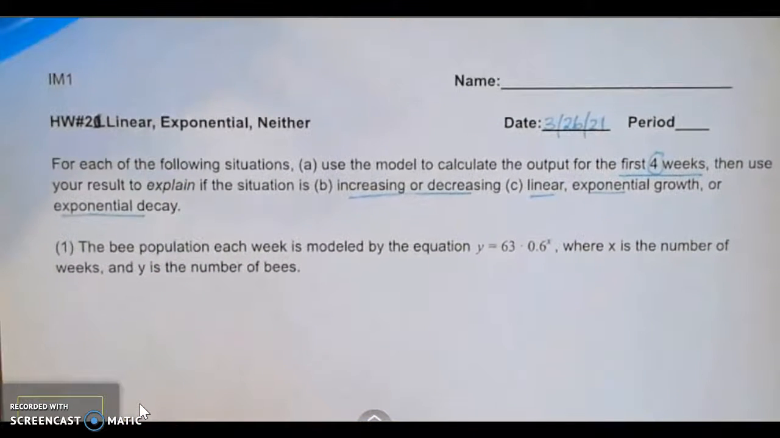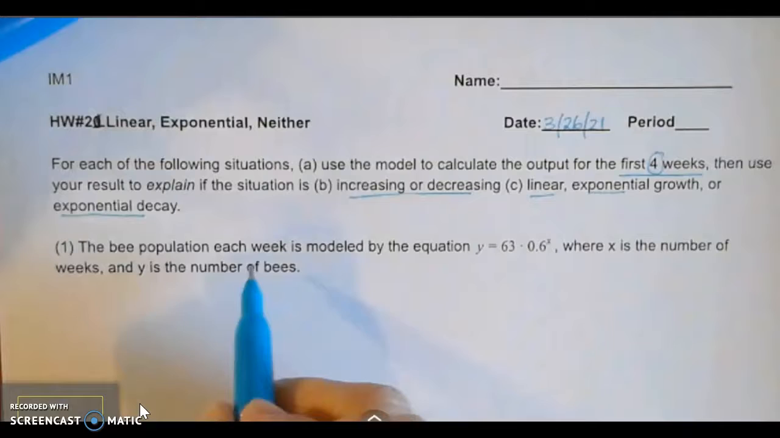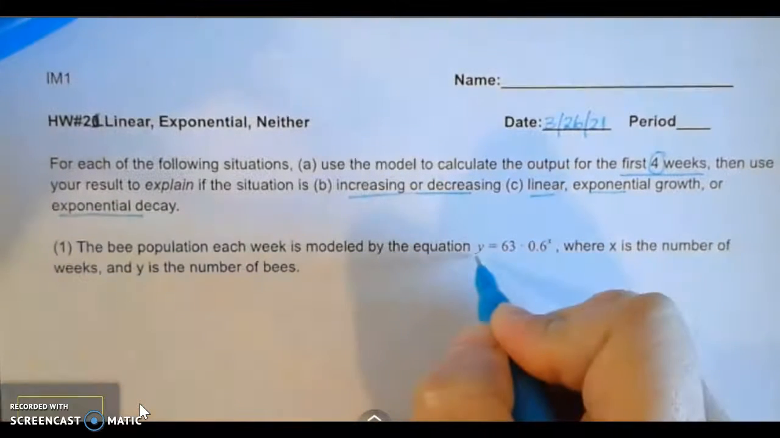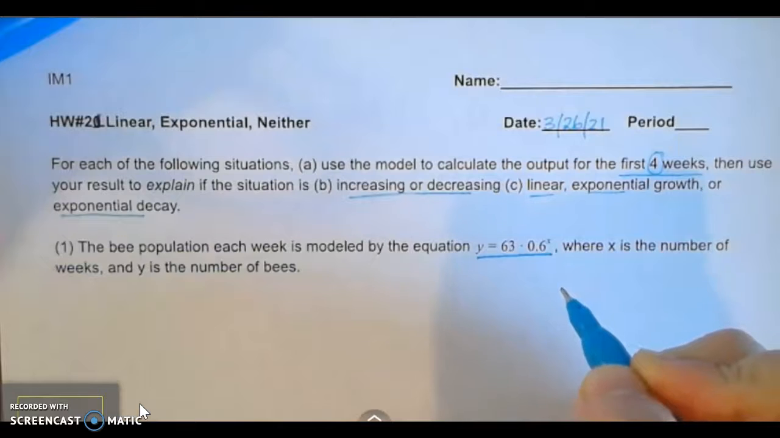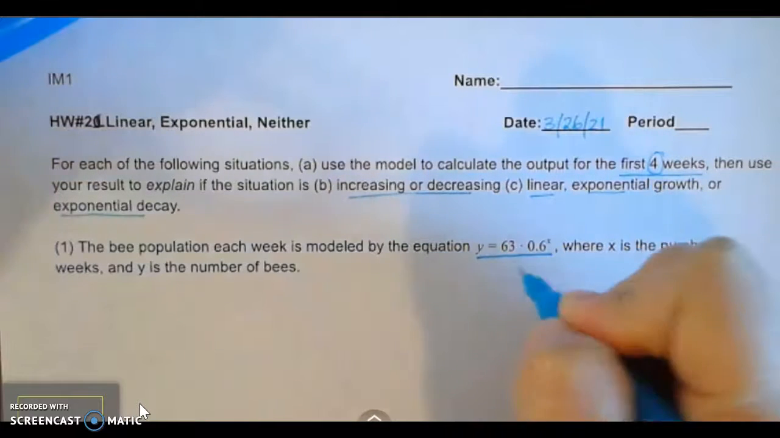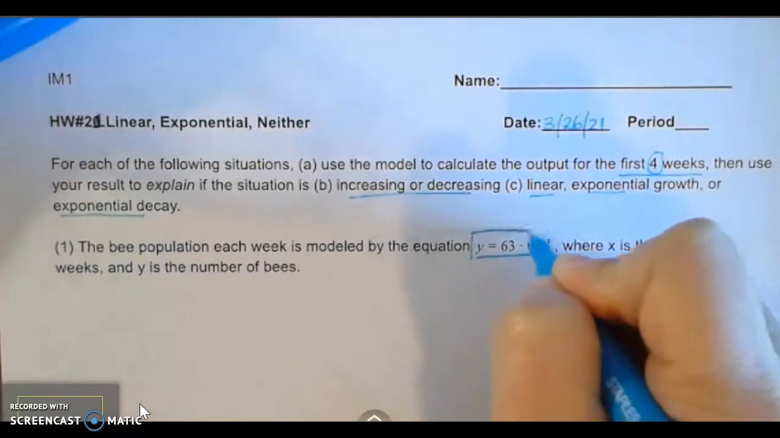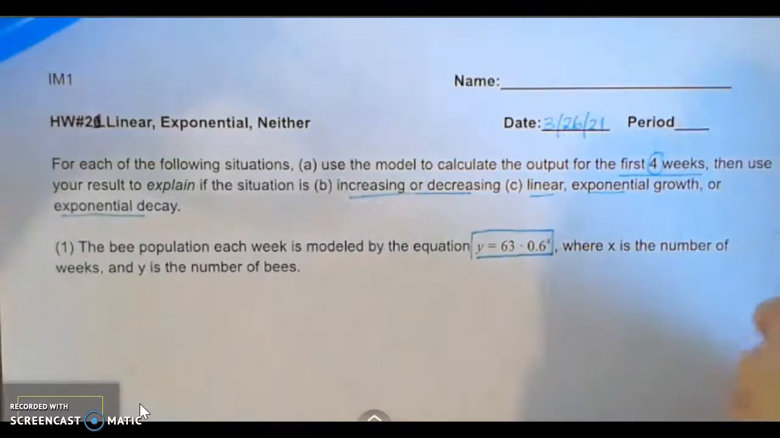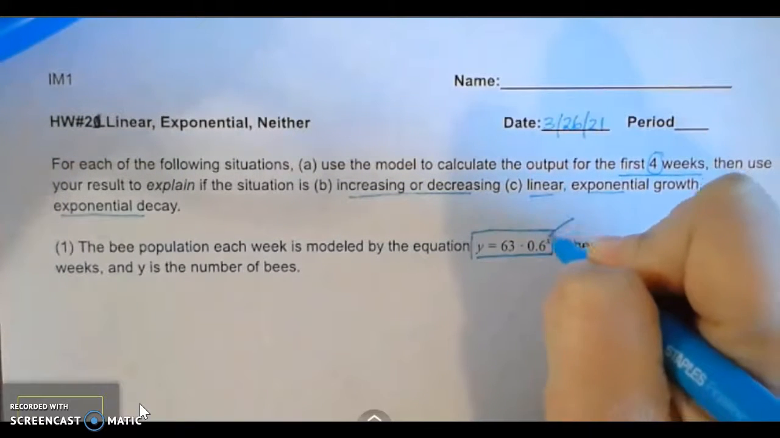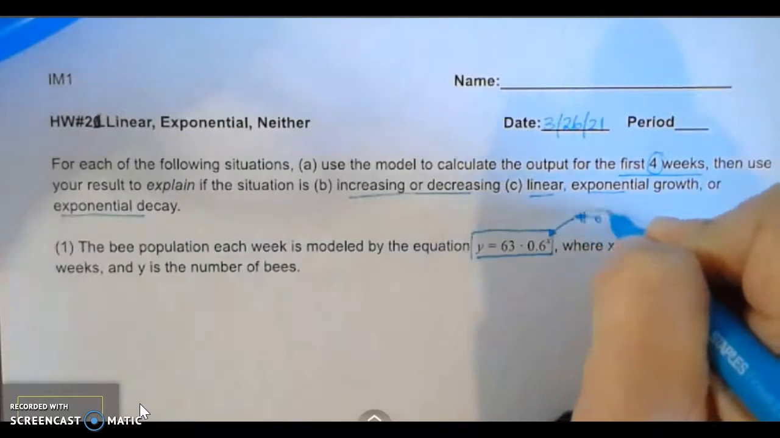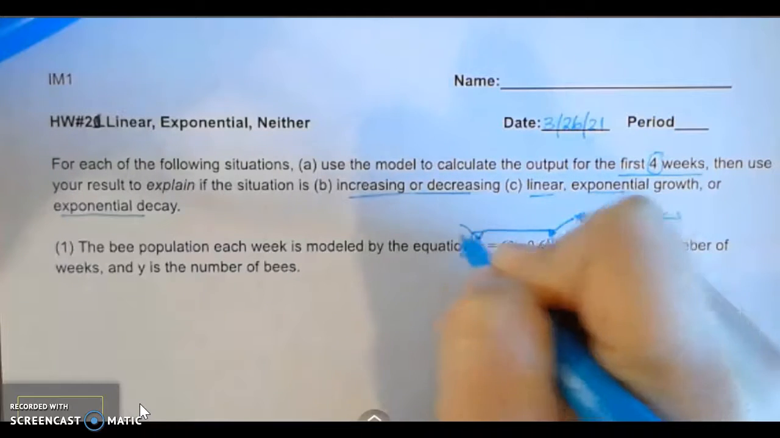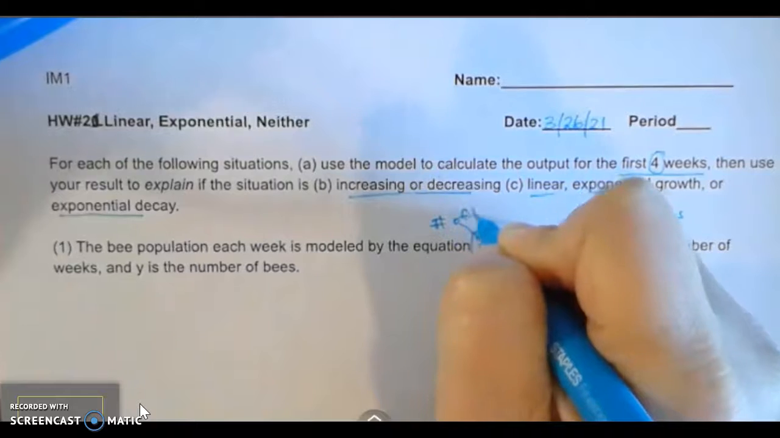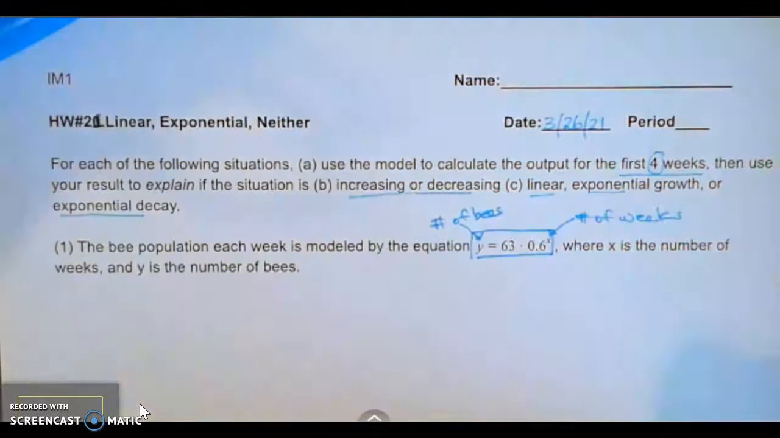So now let's start with the first situation. A bee population each week is modeled by the equation y is equal to 63 times 0.6 to the power of x. What does that mean? We are told that x is the number of weeks, and y is the number of bees. If it is helpful for you to annotate, that's always a good idea.